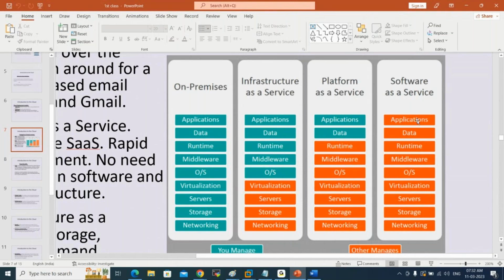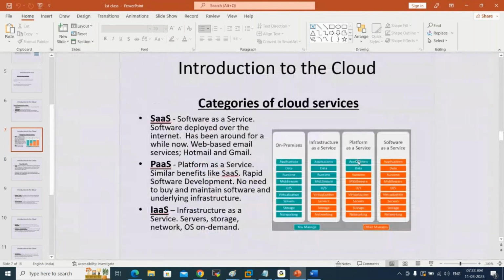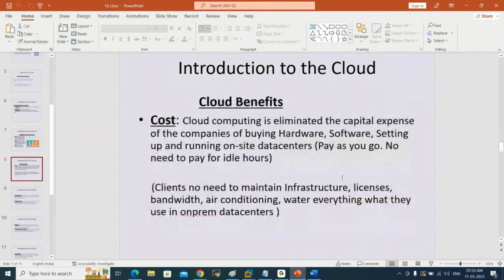Then SaaS services: nothing is in your hand. Everything is in the cloud's hand; they will maintain it end to end. That is SaaS. In fact, as I said, all Google Play Store apps come under SaaS services.